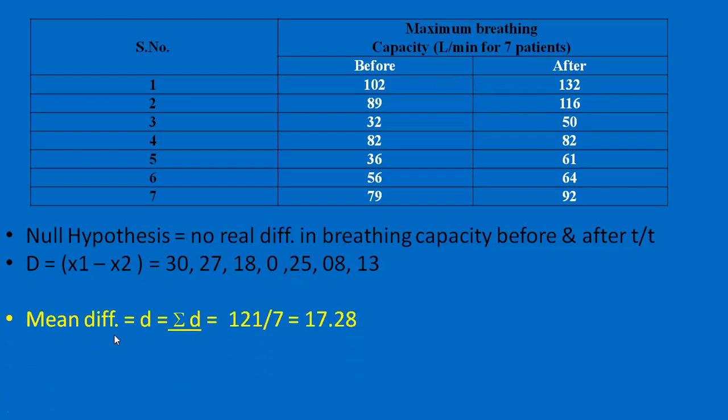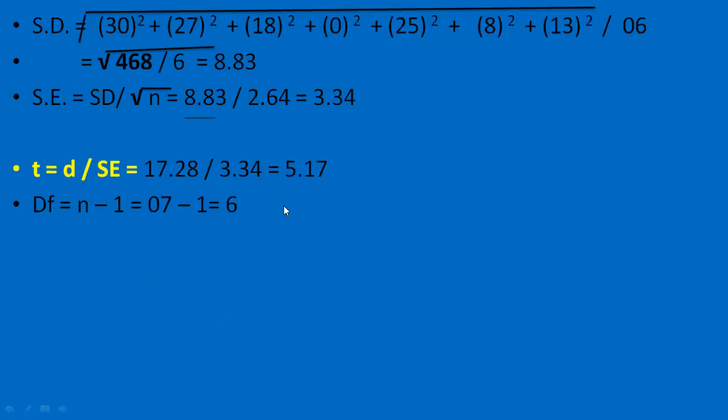After this, we need to find out the mean of difference. So summation of D by N. Summation of D comes to 121 divided by number of observations, which are 7. So 17.28 is the mean difference or mean of differences. Now we have to calculate the standard deviation. So standard deviation for calculating the difference between means is summation of D minus D bar. So this is D1 and D2, the difference between the observations, and then we calculate the standard deviation. The standard deviation will be calculated by this, so it comes to 8.83.